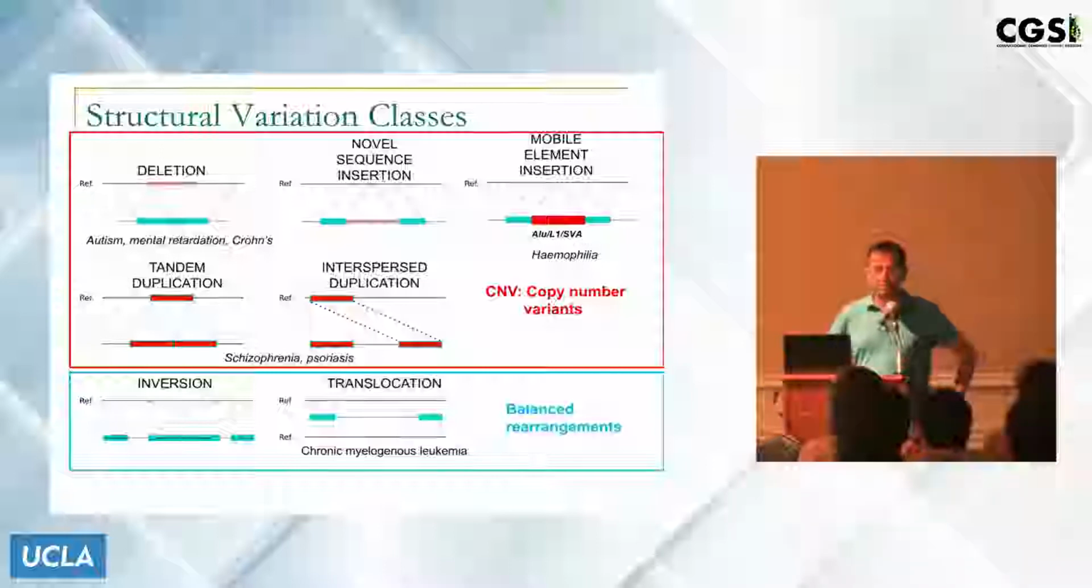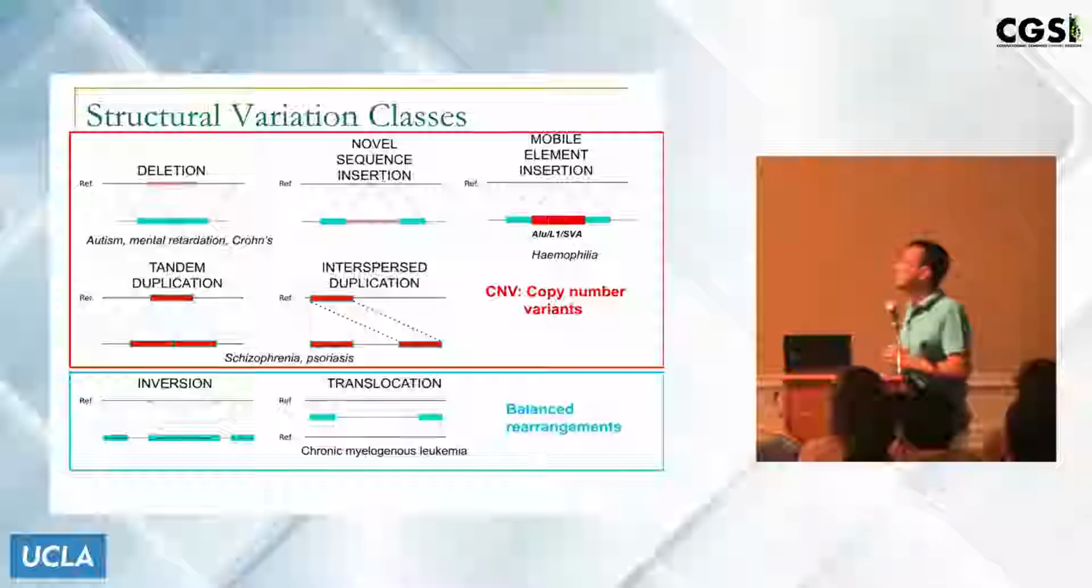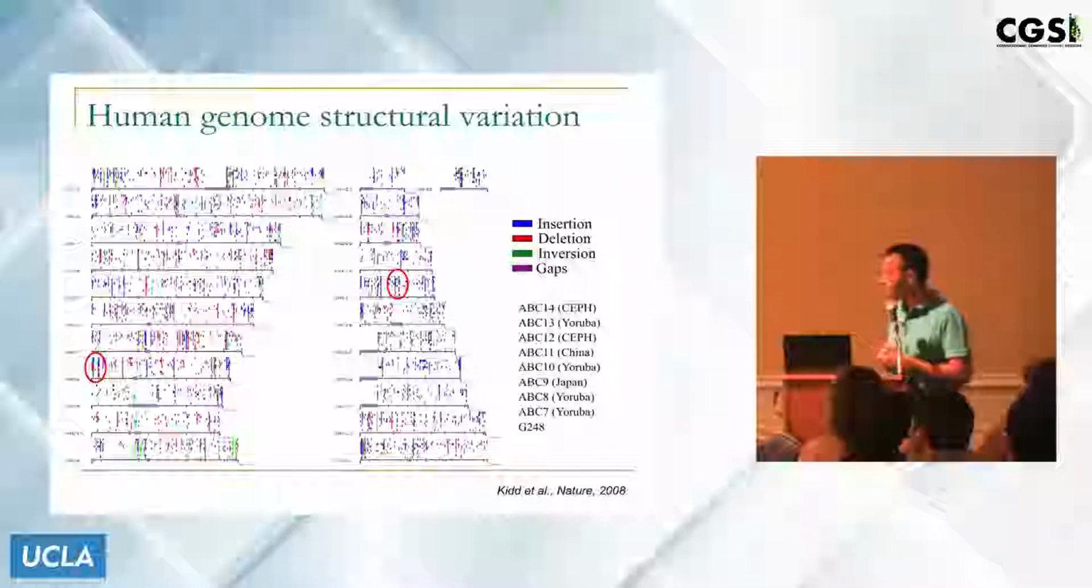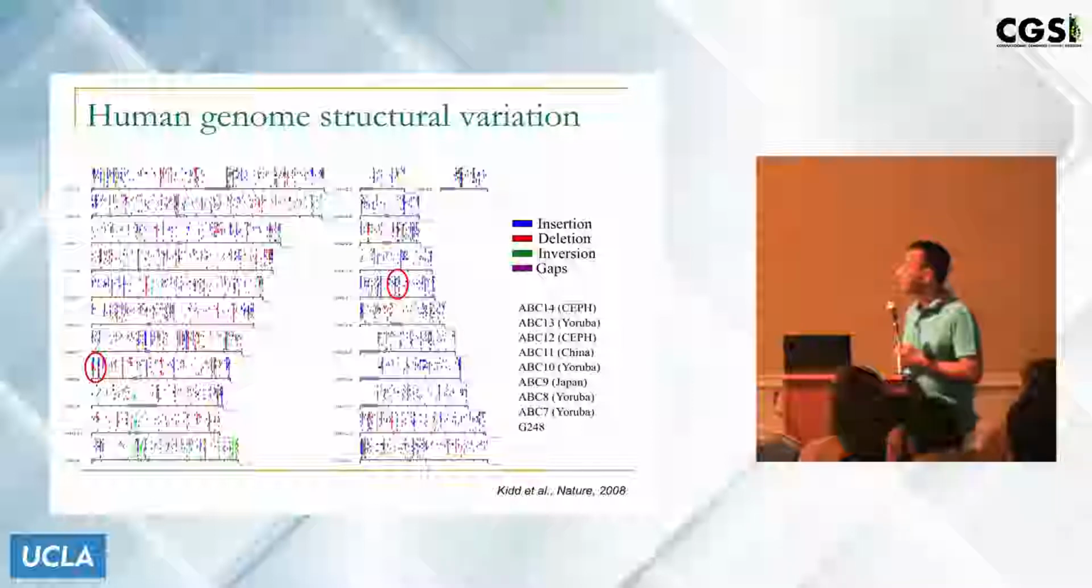So why do we care about structural variation? One thing, it is common. This is from a very old study, a 10-year-old study published in Nature. This study analyzed the genomes of 9 individuals and found insertions, deletions, and inversions. These are relatively large scale, more than 5 kb each. And you can see that they are scattered all across the genome.